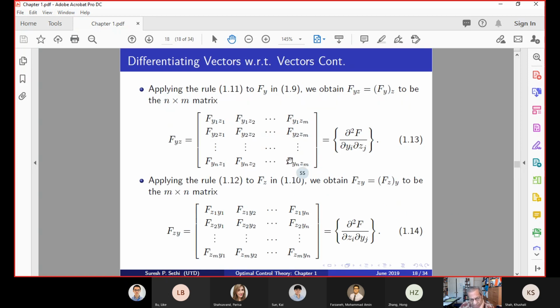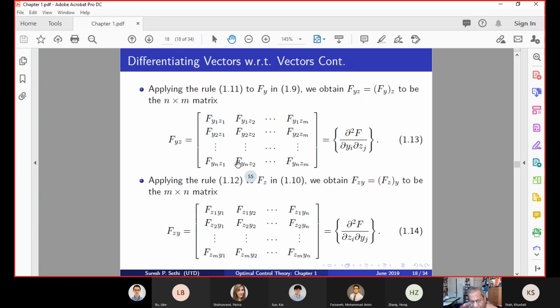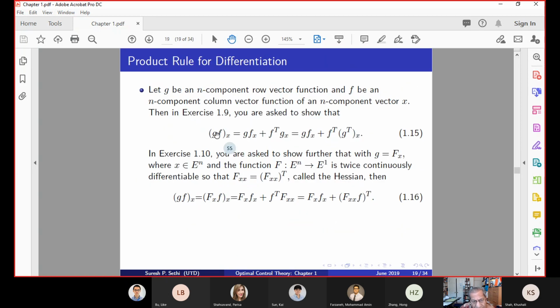So let's look at that. I'm not going to derive this for you, because the derivation basically uses the slides that I give you. But look at this. G is an n-component vector, and F is an n-component column vector. So G times F is the inner product, right? This inner product is just like a capital F. It's a single-dimensional variable.